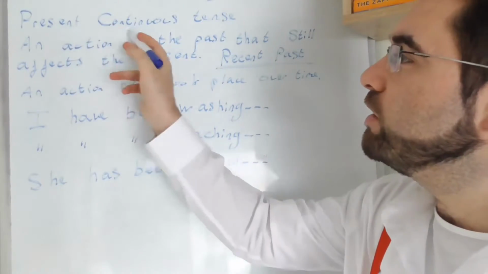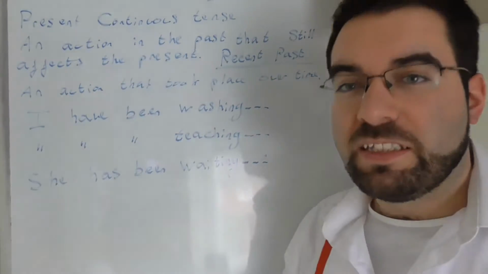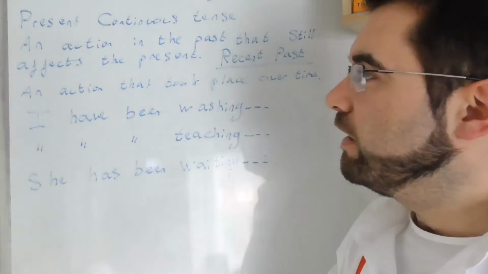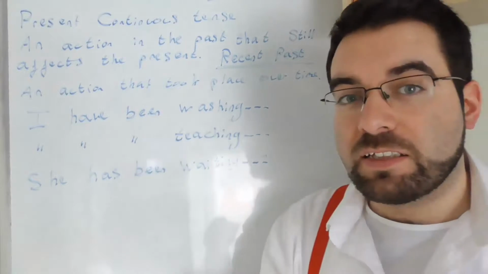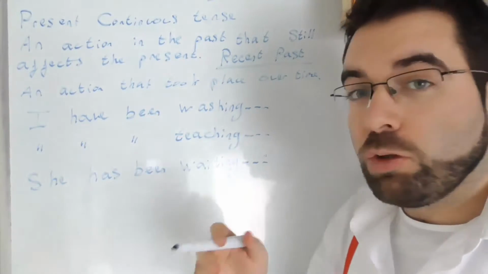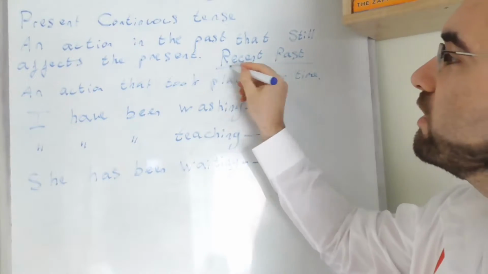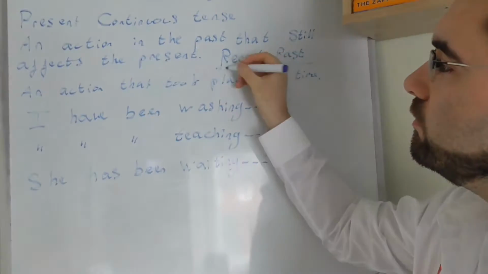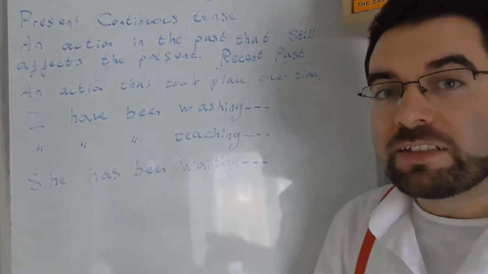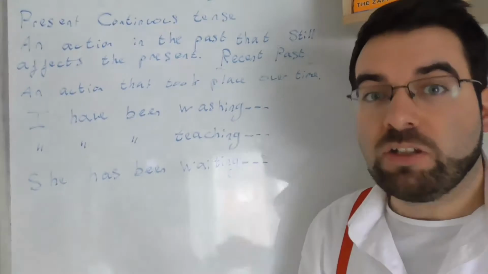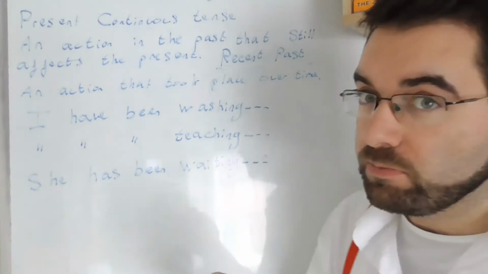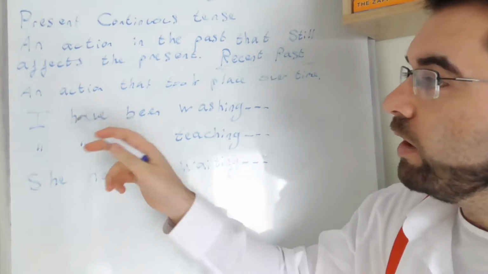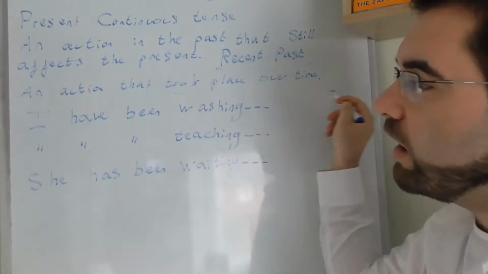The present continuous tense. What is it then? So there's an action that happened in the past that affects the present. You could also call it the recent past. Things that happened recently that are still affected today, or things that happened recently that are still happening. Or an action that took place over a time.